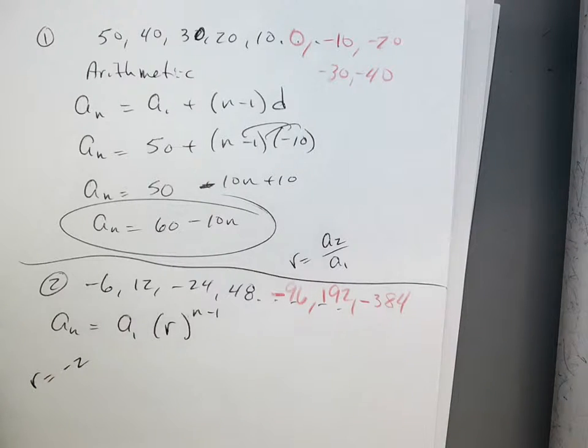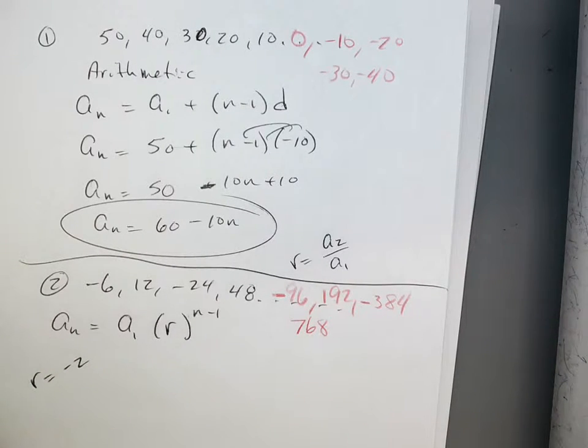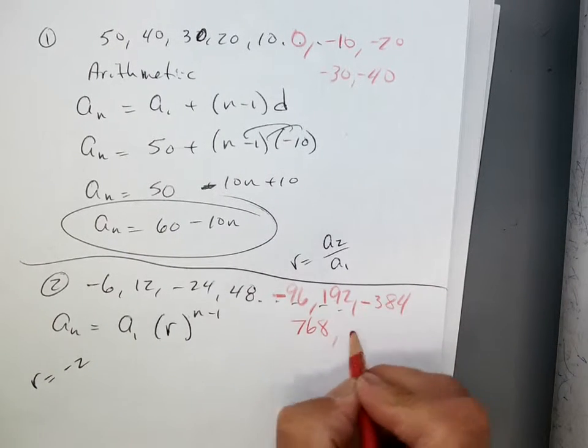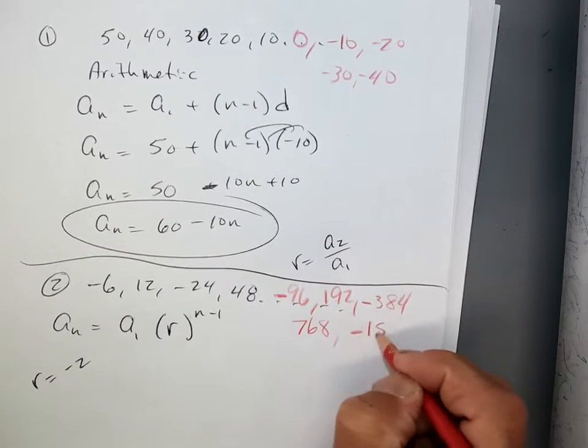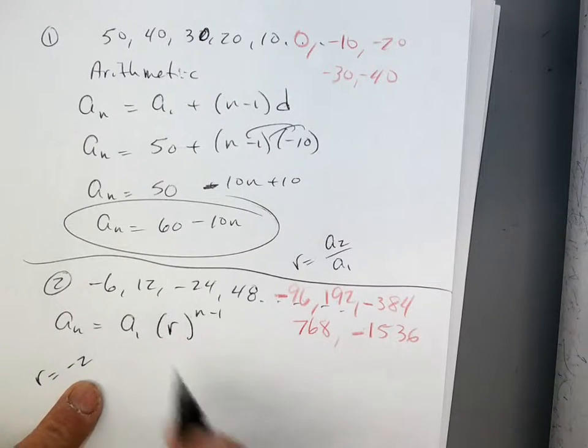384. Times negative 2, and I get a positive 768. 1, 2, 3, I need one more. Times negative 2, yeah, negative 1536. Okay, that's the easy part, right? And now the next part's easy too because we have a formula, right? All right, keep n as a variable.